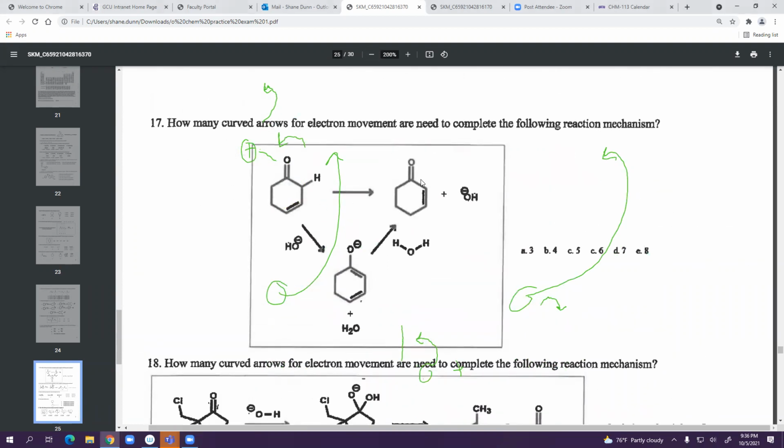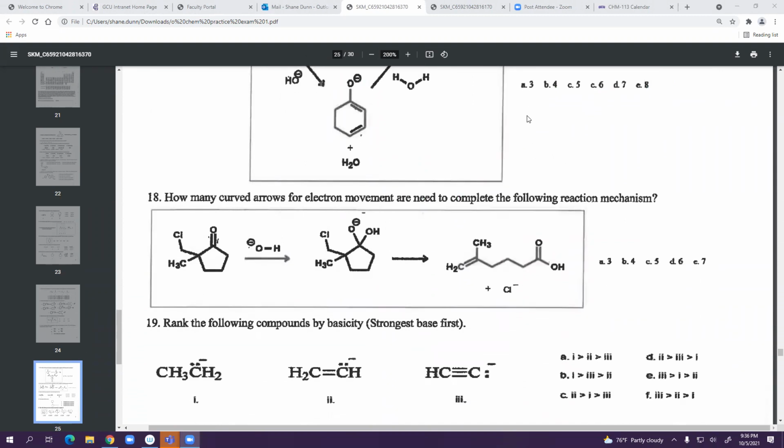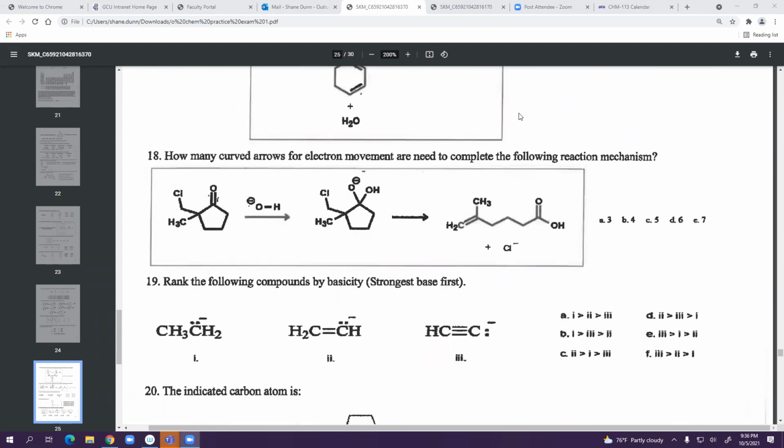So arrows 17, the answer is D, 7. Okay. How many curved arrows? We got a lot going on here. What's going on? Well, we got to break a molecule apart.